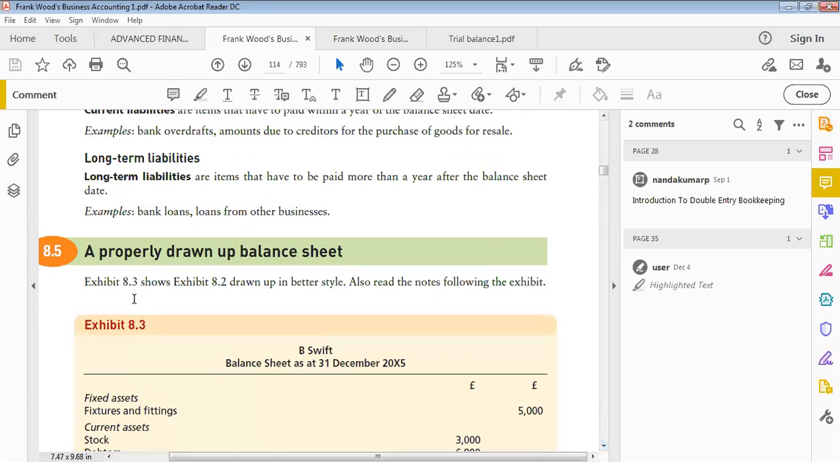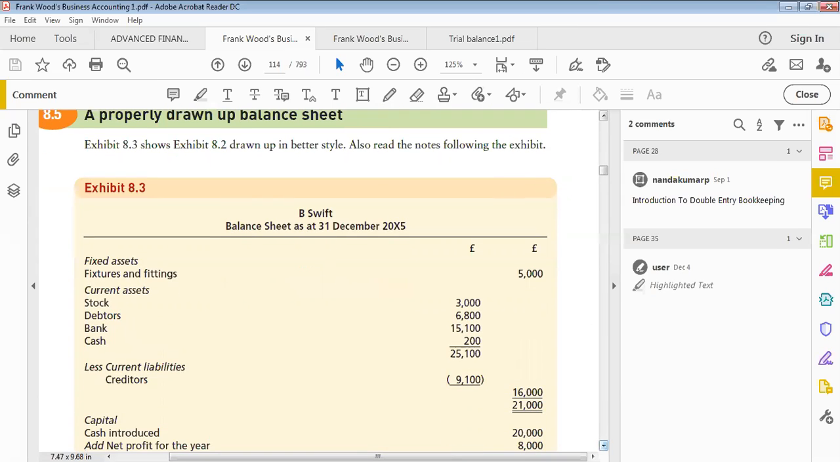Our balance sheet now looks like this. Exhibit 8.3 shows Exhibit 8.2 drawn up in a better style. Also read the notes following the exhibit. Now look at this. You have fixed assets, fixtures and fittings. You have current assets: stock, debtors, bank, and cash. Then you have less current liabilities, creditors in this case. So your total current assets now is 21,000. Now this 16,000 right here is called working capital.